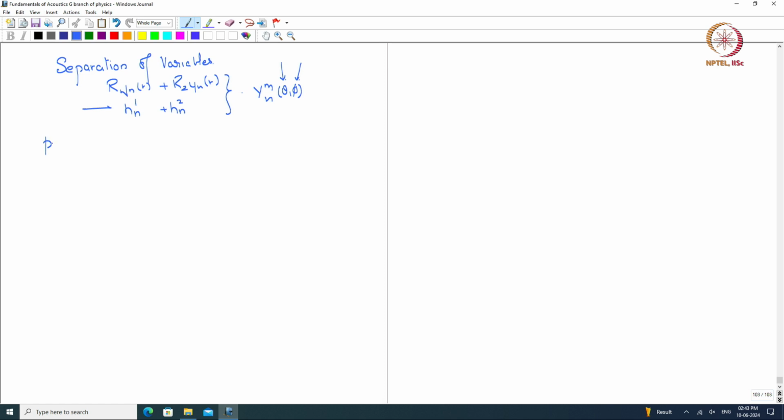So let's say p of r comma theta comma phi comma omega is equal to summation over n, summation over m, Cmn, let us say function of omega or k, then Hankel function second kind kr, ymn theta comma phi for an exterior problem.